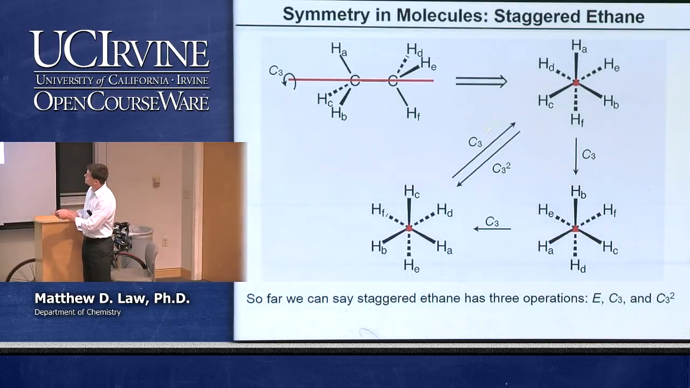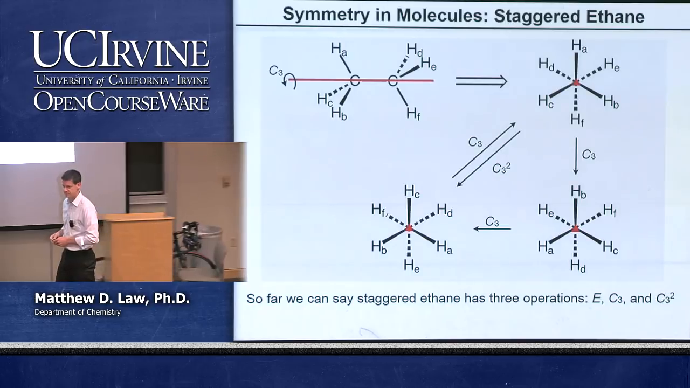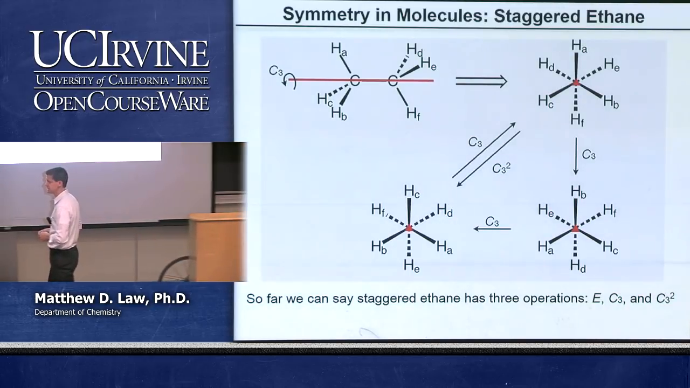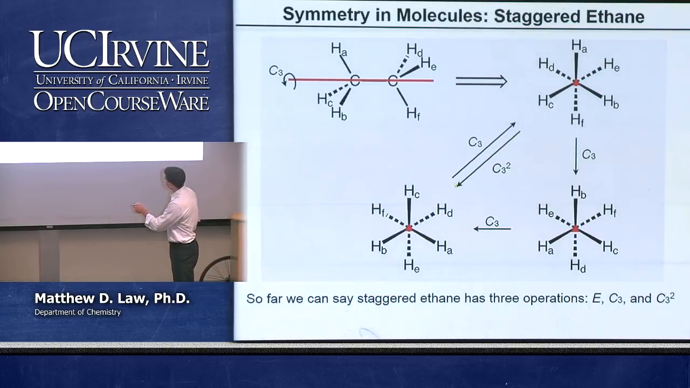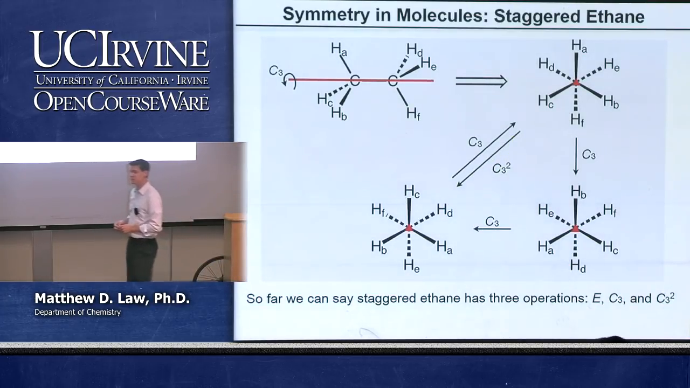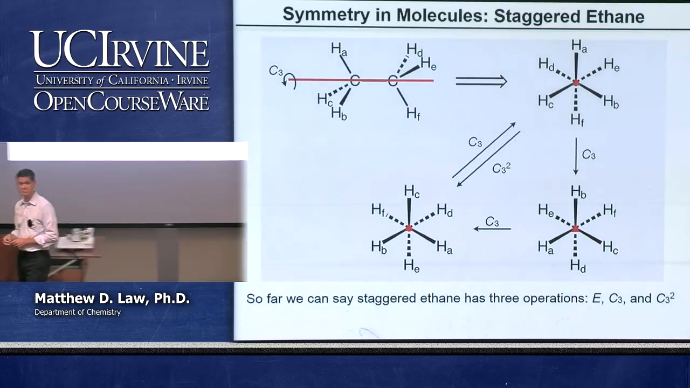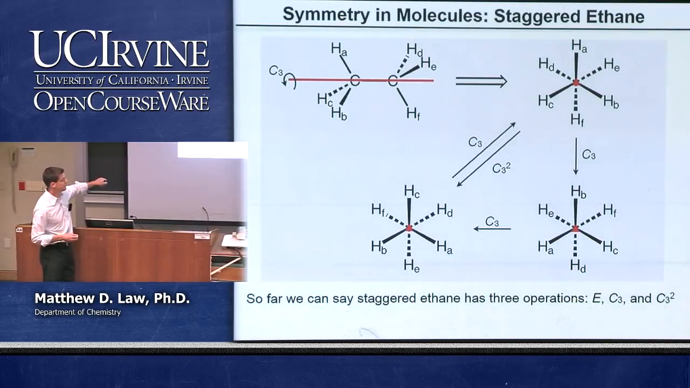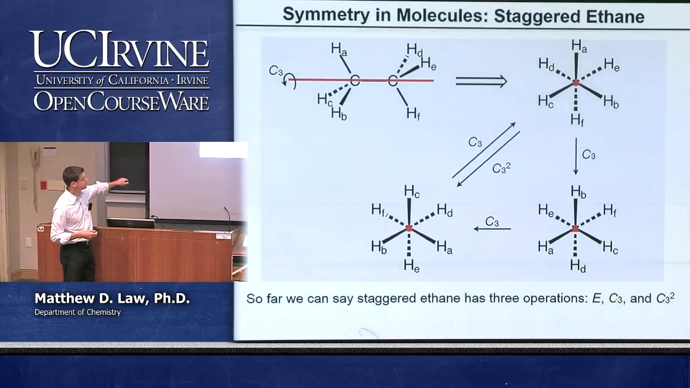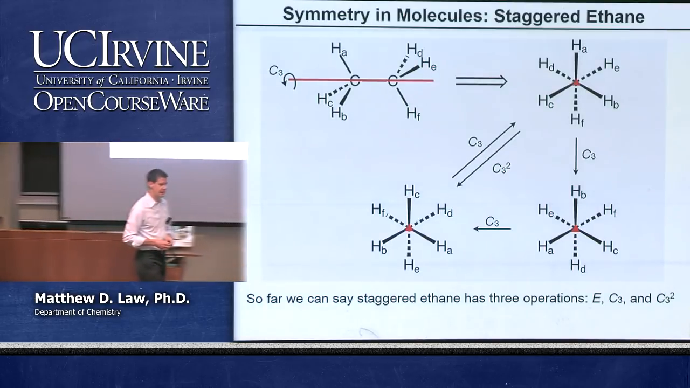If we do the C3 a third time, we recover the identical configuration that we started with. In other words, we perform the operation E. Right? So C3 cubed is equal to E. And we can play other games. We can do a C3 squared directly and get this configuration. So these C3-related operations are good operations for this particular staggered ethane molecule. And so far we can say that we have the E operation, of course. We have a C3 and we have a C3 squared. Those are the unique operations that come out of the C3 axis.